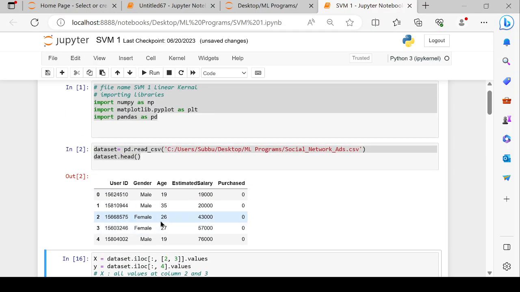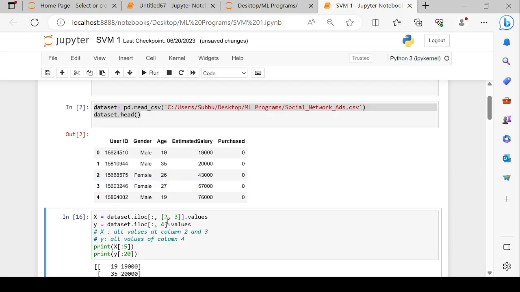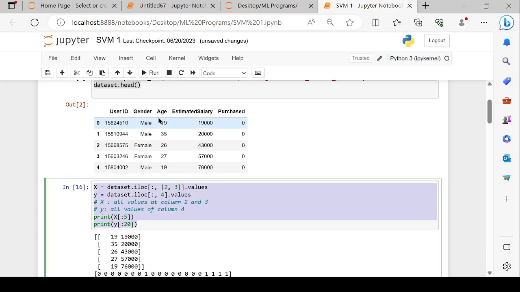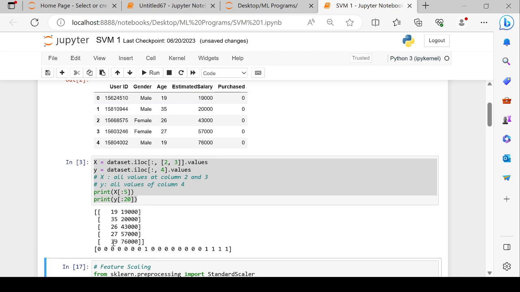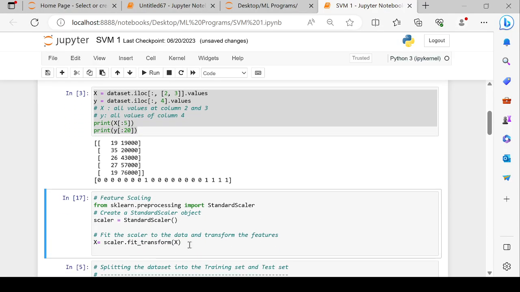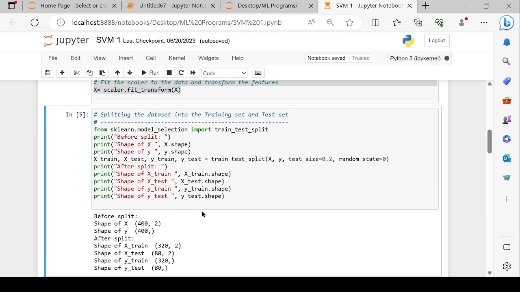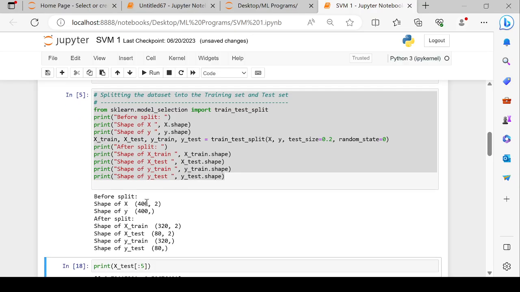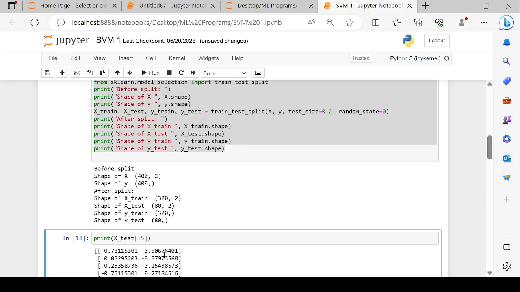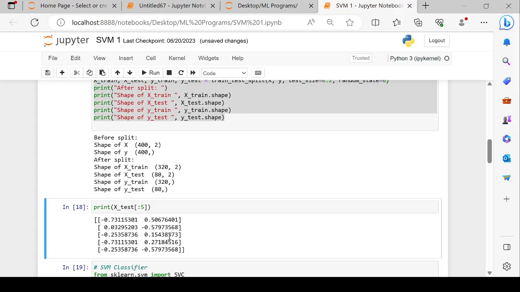So I'm taking columns 2 and 3. Column 2 is age and 3 is salary, and 4 is whether the customer purchased the car or not. So 0 means he did not buy, 1 indicates he bought it. You have to do feature scaling; it is always better to do feature scaling. After that, you split the data set into training and test data sets. There are 400 points: 320 go to X train and X test is 80. Similarly y train, y test. I have also printed X test.